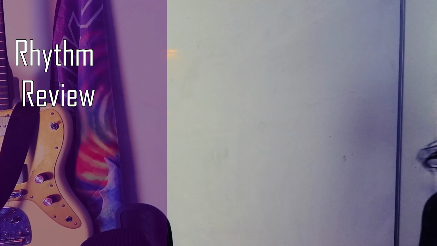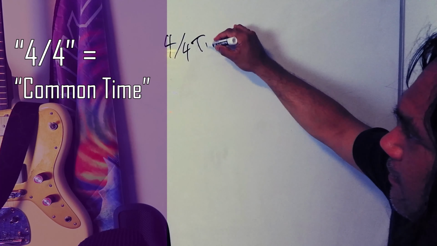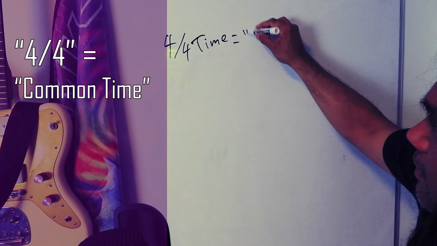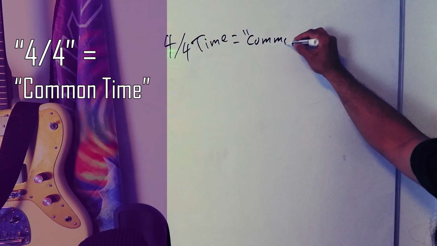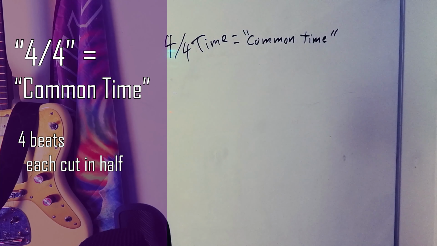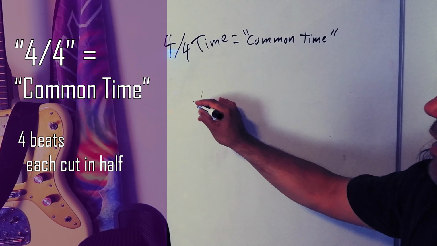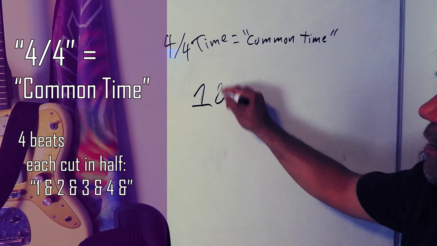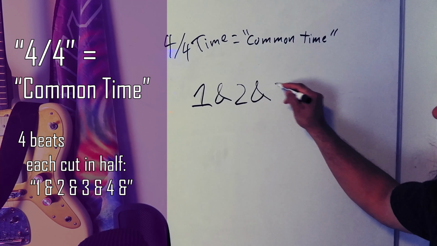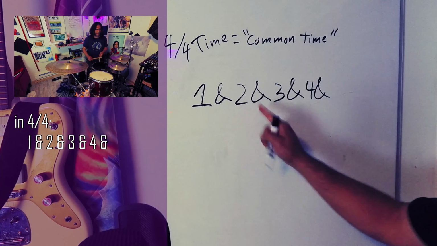So there's a number of reasons why 4/4 time is also called common time. Most music on the western side of things, certainly most pop and stuff, is going to be in 4/4 time. And you've heard this counted a million times. 1 and 2 and 3 and 4 and... So we got 4 beats.